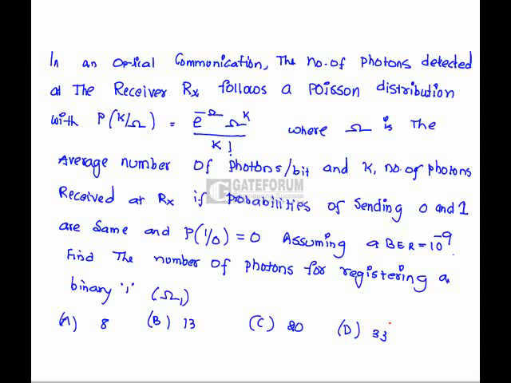In an optical communication, the number of photons detected at the receiver follows a Poisson distribution with probability P(k/omega) equals e power minus omega, omega power k by k factorial, where omega is the average number of photons per bit and k is the number of photons received at the receiver. If probabilities of sending 0 and 1 are the same, and the probability of receiving 0 when 0 is transmitted is 0, assuming a bit error rate of 10 power minus 9, find the number of photons for registering binary 1, that is omega 1, we have to find out.